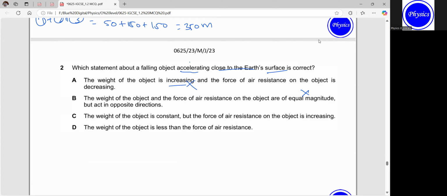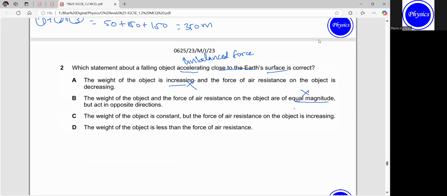When it is accelerating, that means definitely there is an unbalanced force. So we cannot say that it is of equal magnitude. The weight of the object is constant, of course, but the force of air resistance on the object is increasing. Okay.